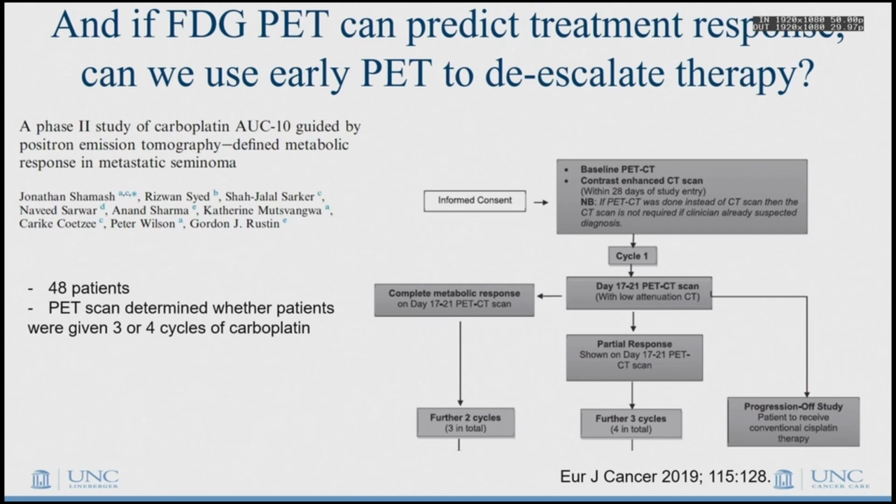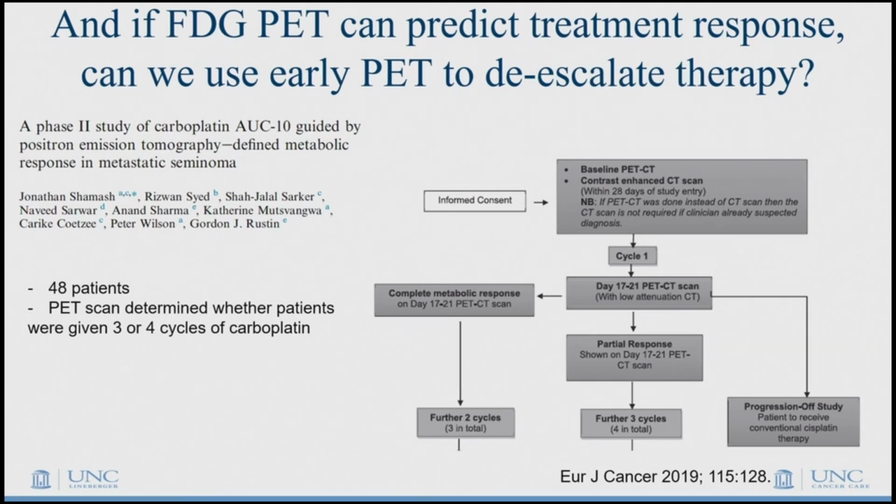And so they essentially have designed several studies to look at, well, if PET can predict treatment response, can we use PET to de-escalate therapy, right? So if we do an early PET for someone on chemotherapy, can we then back off on their chemotherapy if they've had a beautiful response? And so this is one study that looked at it, basically, did an early PET very early in chemotherapy. If you had complete metabolic response, so a truly negative PET, then you only gave 2 cycles versus 3 cycles.